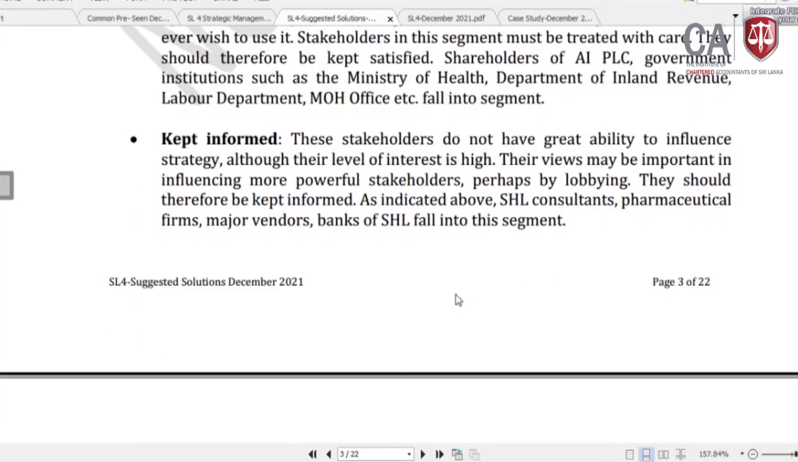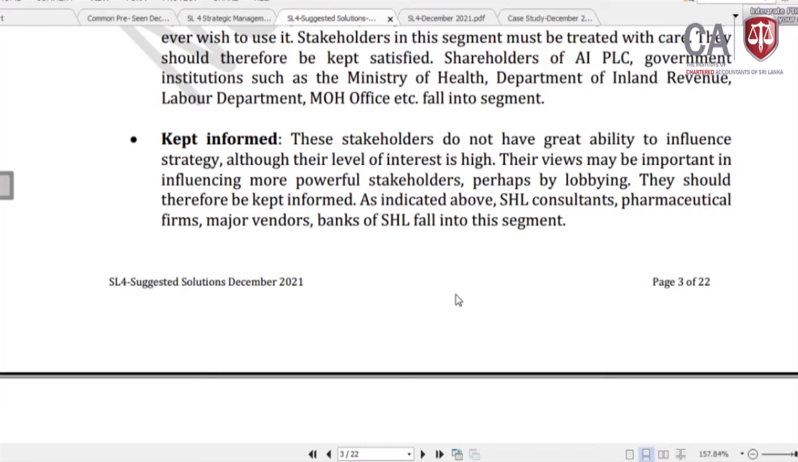Kept informed. These stakeholders do not have great ability to improve strategy, although their level of interest is high. So, the first introductory sentence talks about interest level and the power level. Power is low, that is why they do not have much ability to influence. Interest is high and their view is important. They can also increase their power by lobbying. For example, employees can increase their power by forming a union. They should therefore be kept informed, right.